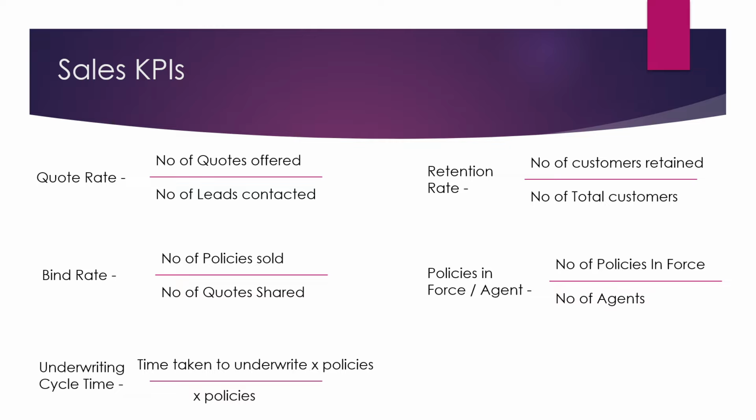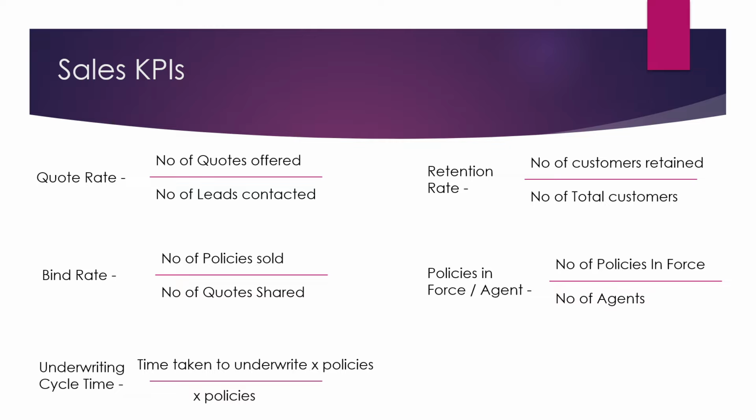Based on the age of the house, obviously the risk will increase, right? The older the house, the more the risk. Similarly, there will be other business rules as well, and based on this combination of business rules, you will finally come up with the premium amount that the customer has to pay to get the entire coverage of the property. So this is underwriting, right?